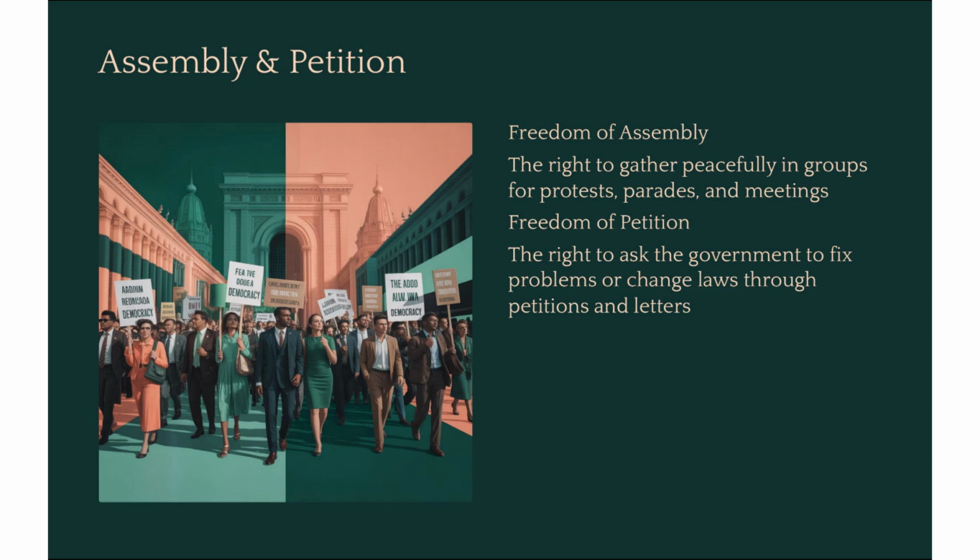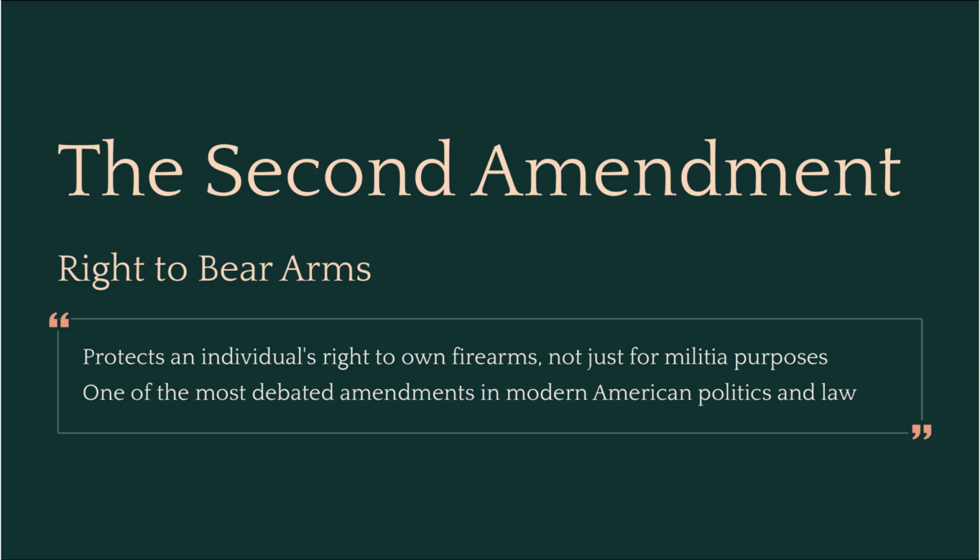When you sign an online petition, write a letter to your senator, or organize a protest, you are using these First Amendment rights. The Second Amendment is one of the most controversial. The text talks about two things: a well-regulated militia and the right of the people to keep and bear arms. For centuries, Americans argued over what this meant. Does it only protect the right of a state to have a militia, like the National Guard?